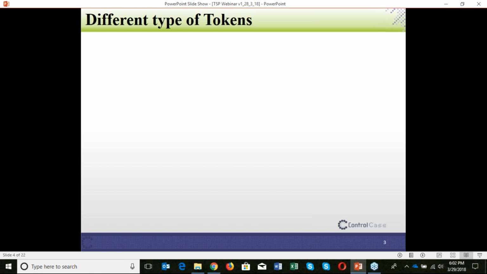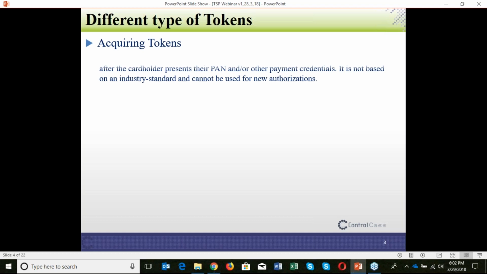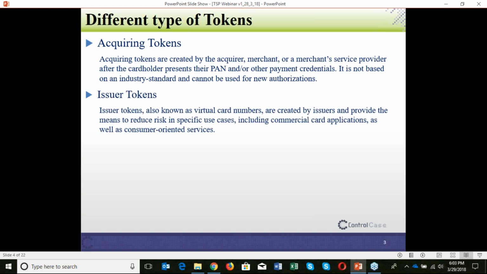Having said that, we need to know what different tokens we are talking about. There are mainly three types of tokens available. One is the acquiring token. As we know, these are mainly used by the acquirers. They create these tokens for their own purposes within a closed loop, used for authorization, mainly for card on file systems where online payment can be used for recurring payments, etc. Since it's a closed loop, it cannot be used for normal payment channels. Next is an issuer token. Issuers may use their own tokens internally to reduce the scope. Again, this cannot be used in the outside world since it is used within a closed loop.